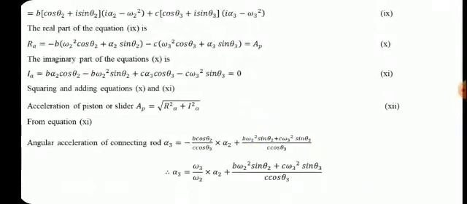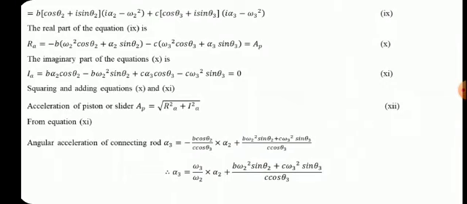Therefore, b into (cos θ2 plus i sin θ2) into (i α2 minus ω2 square), because I just substituted e^(iθ) as cos θ2 plus i sin θ2, plus c (cos θ3 plus i sin θ3) into (i α3 minus ω3 square). It is equation number 9.